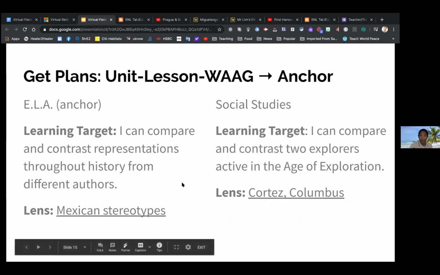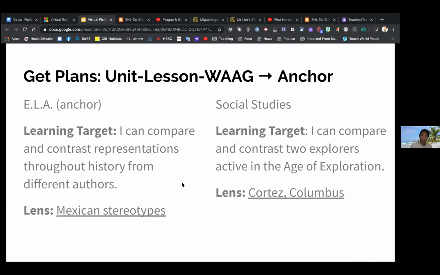In ELA, just to dig a little bit deeper, their learning target was to compare and contrast representations throughout the history. So looking at different authors, you have to choose related Mexican authors, for example, or people who wrote about them, and contrast them to others who wrote about the same thing. And in social studies, they are comparing to explorers from the age of exploration. So those who were around Mexico were Cortez and Columbus, of course.